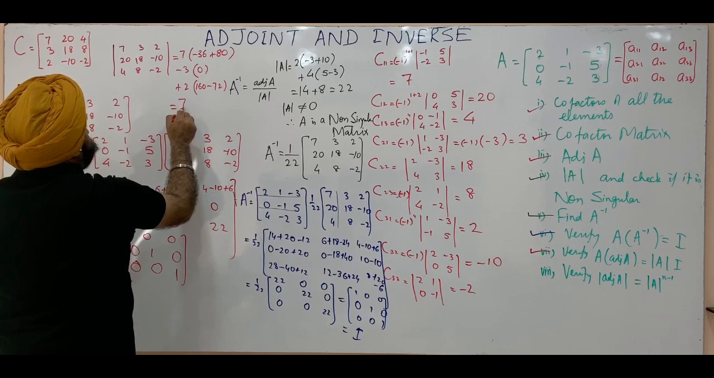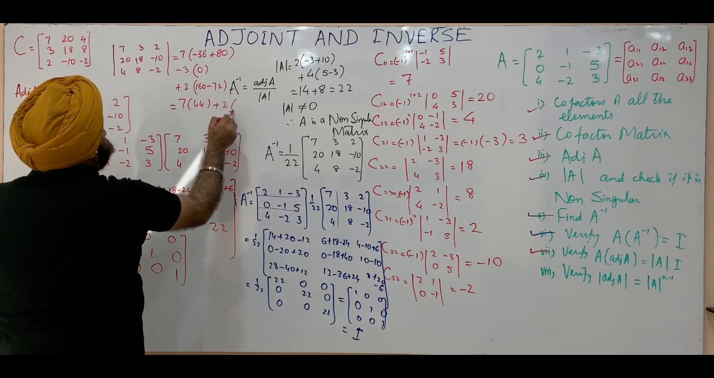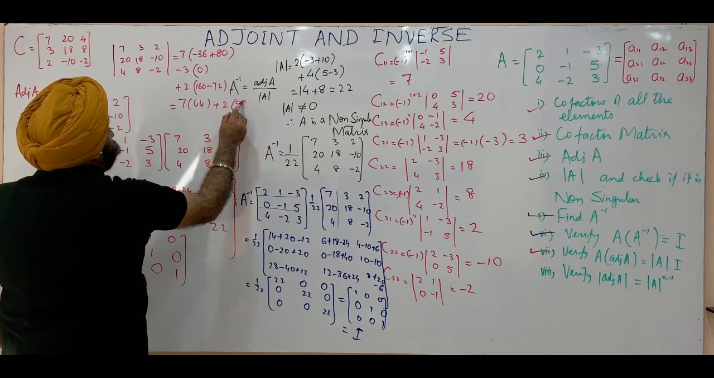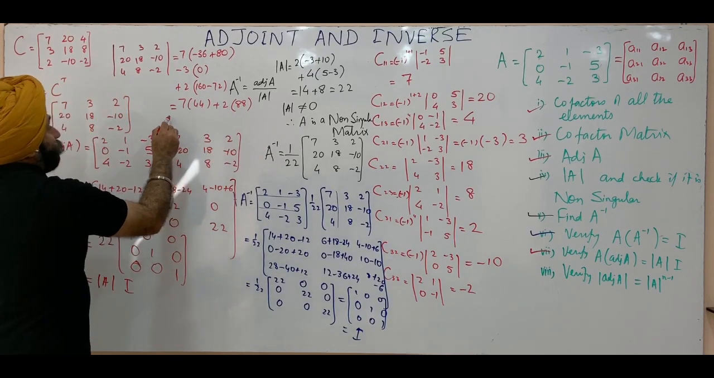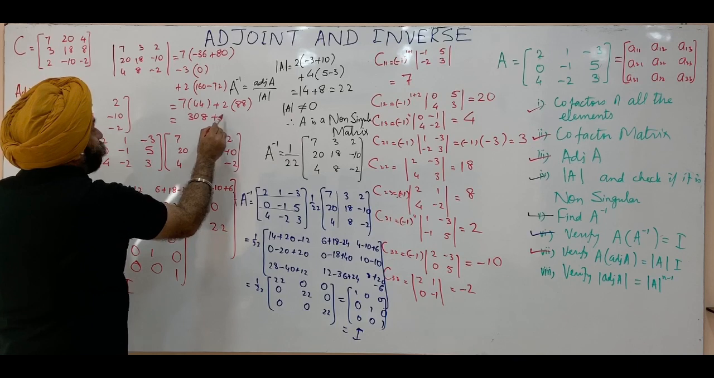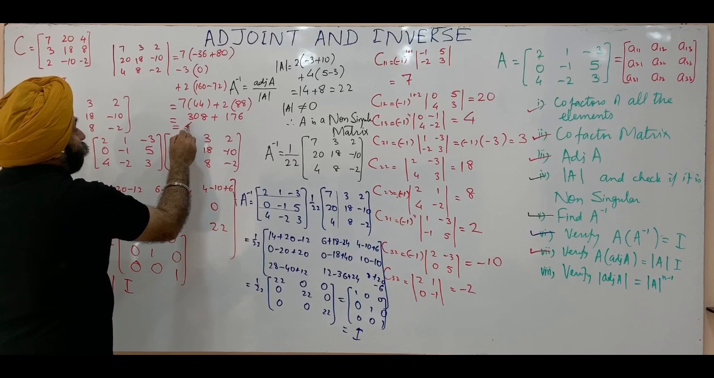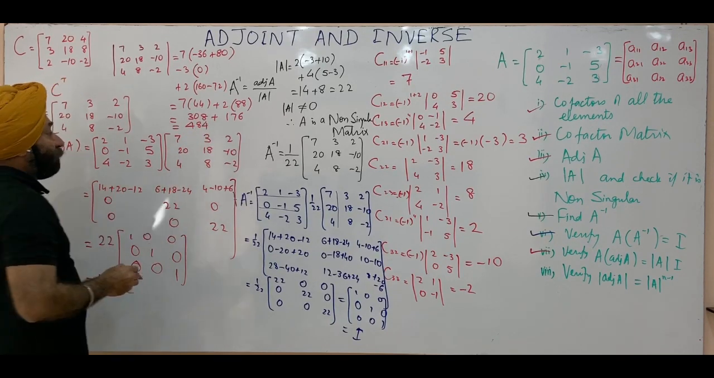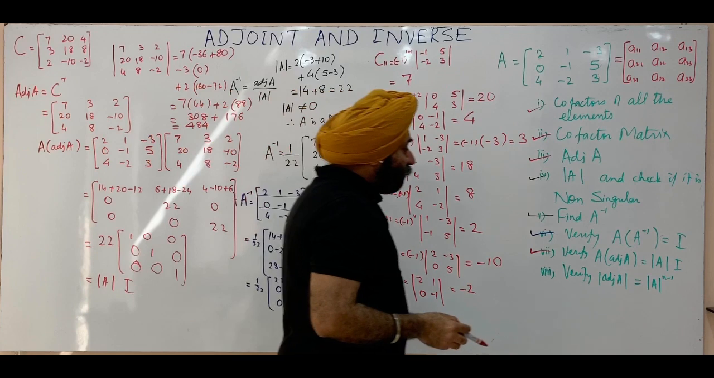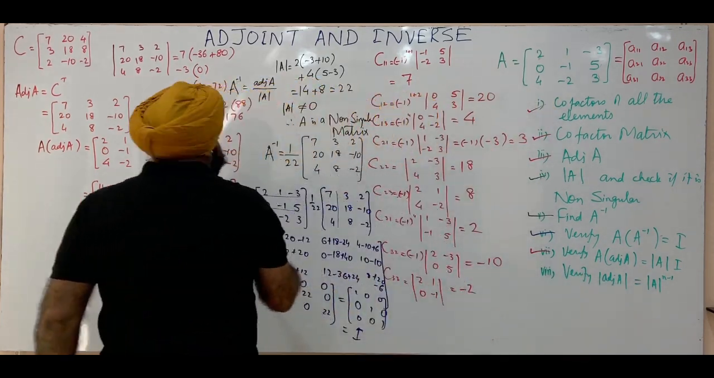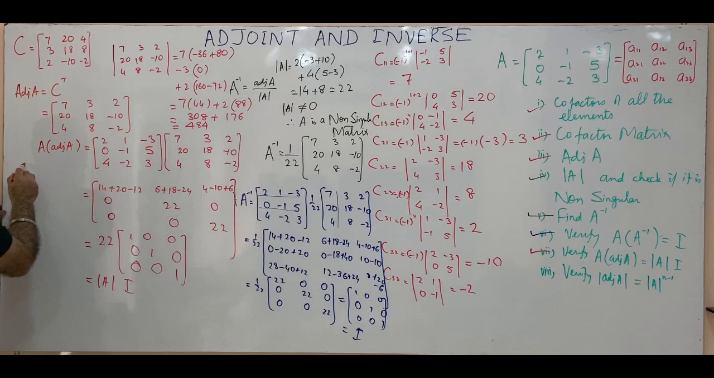So this is 7 into 44. This is 2 into, this is 88. This is 308. This is 176. So this is 484. And what is determinant of A? Determinant of A is 22. Determinant of A is for n minus 1. And here n is order of matrix, which is 3. So 3 minus 1, this also 484.